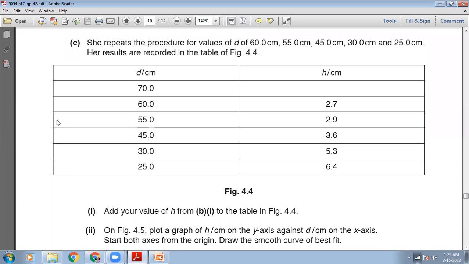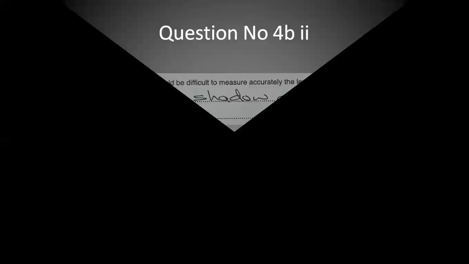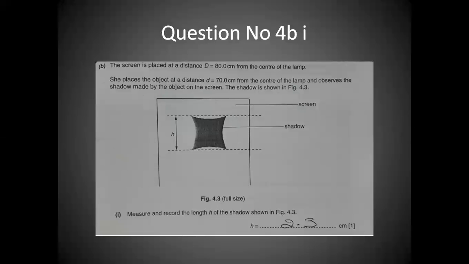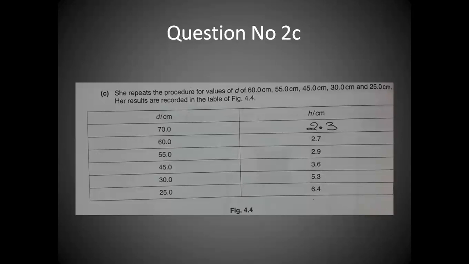It says she repeats the procedure for the values of D of 60.0 centimeter, 55.0 centimeter, 45.0 centimeter, 30.0 centimeter, and 25.0 centimeter. Her results are recorded in table 4.4. So add your value of h from the first part to the table in figure 4.4. So the value which we just calculated, 2.3, they want us to add this to the table. So we will add it like this, 2.3 centimeter.